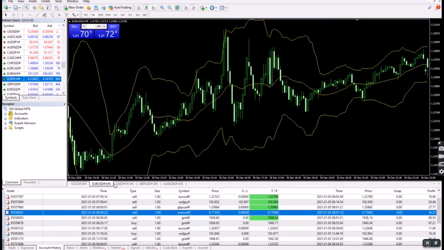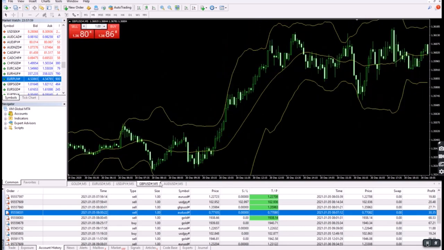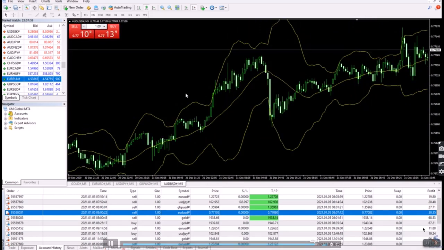Just try to stick to these 4 main currencies. Okay, I'll see you in the next lecture for scenario 5 part D.